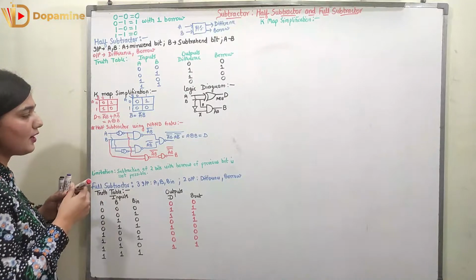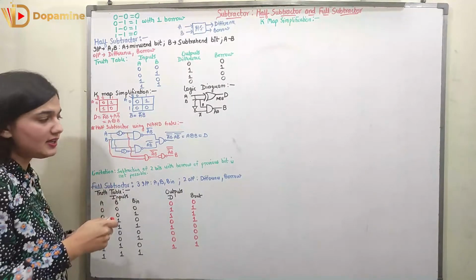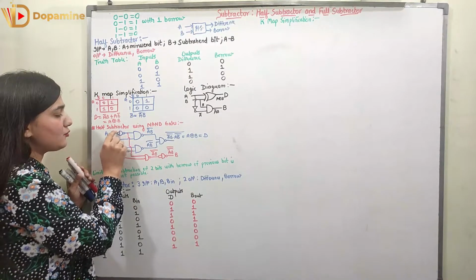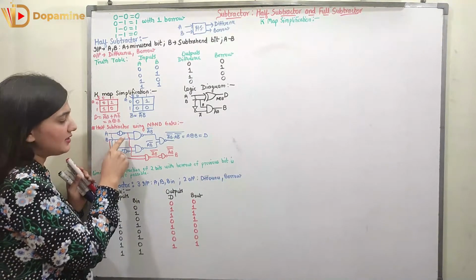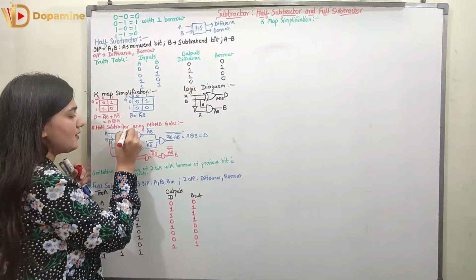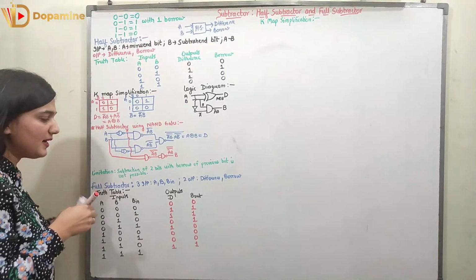So I hope you understood how I have made the half subtractor using the NAND gate. What I have done, I have made the A bar using this inverter which I had previously used. So here I was having A bar, I had used the same A bar for the borrow also that I had made for the difference.